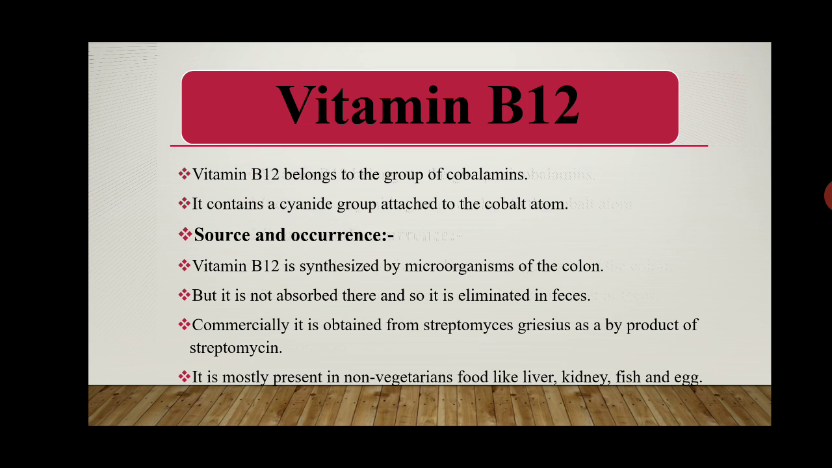Commercially, it is obtained from Streptomyces griseus as a byproduct of streptomycin. If we want to inject vitamin B12 externally into the body, it is produced by Streptomyces griseus. It is mostly present in non-vegetarian foods like liver, kidney, fish, and egg.